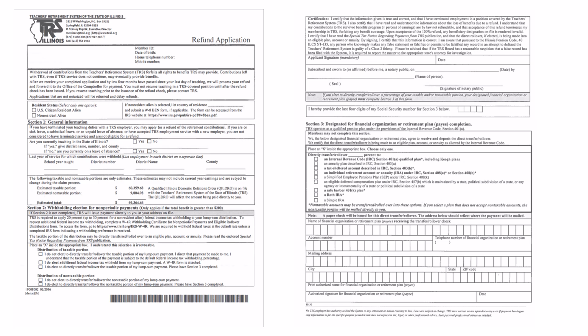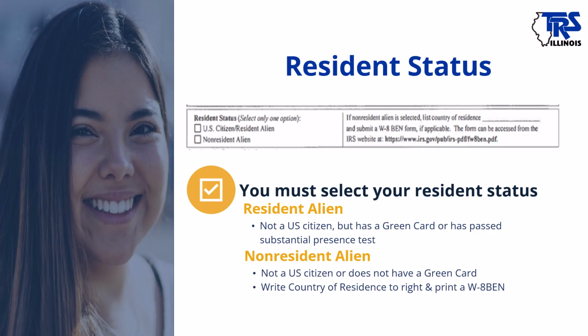Let's look at the form. On the refund application, you must select your resident status. Resident alien is someone who has a green card or has passed the substantial presence test. They are not U.S. citizens. A non-resident alien is not a U.S. citizen, nor do they possess a green card.